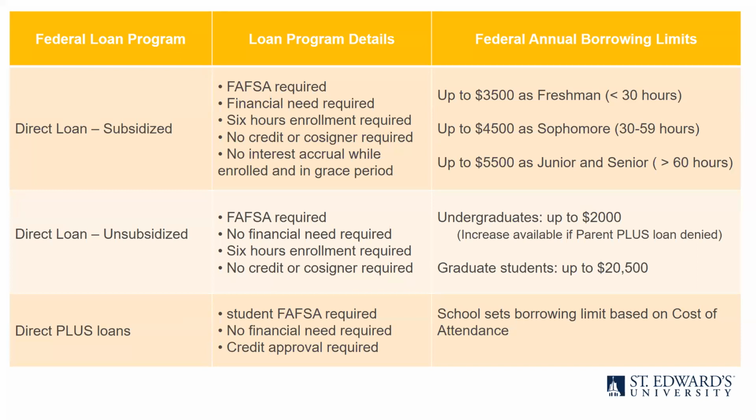Cost of attendance really makes it sound like that's how much you're going to pay, but it's really more of a budget number. It includes tuition, required fees, an allowance for living expenses on or off campus, books, and that kind of thing.